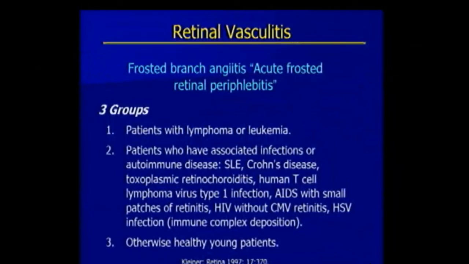So before you make a diagnosis of idiopathic frosted branch angiitis, you have to rule out all these conditions. It can also be seen in patients, I'm going to show you an example, in patients with lymphoma or leukemia.